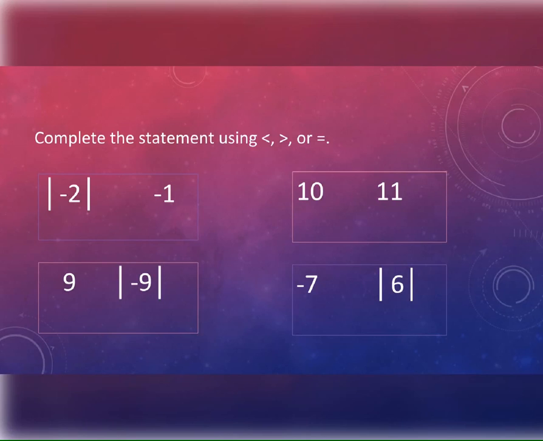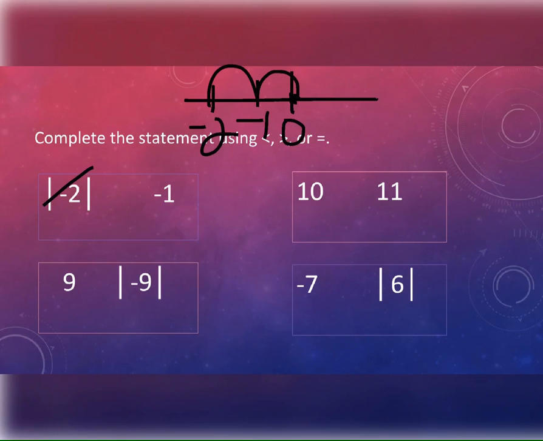Our final example says to complete the statement using either the less than, greater than, or equal to sign. Let's look at the very first one. We have the absolute value of negative 2 and the number negative 1. So first we need to find out how many places away from 0 is negative 2. Starting at the origin, we go to the left because it's negative: 1, 2. So the absolute value of negative 2 is 2. So we have 2 and negative 1. 2 is larger, so we are going to use the greater than sign. So we would read it, 2 is greater than negative 1.